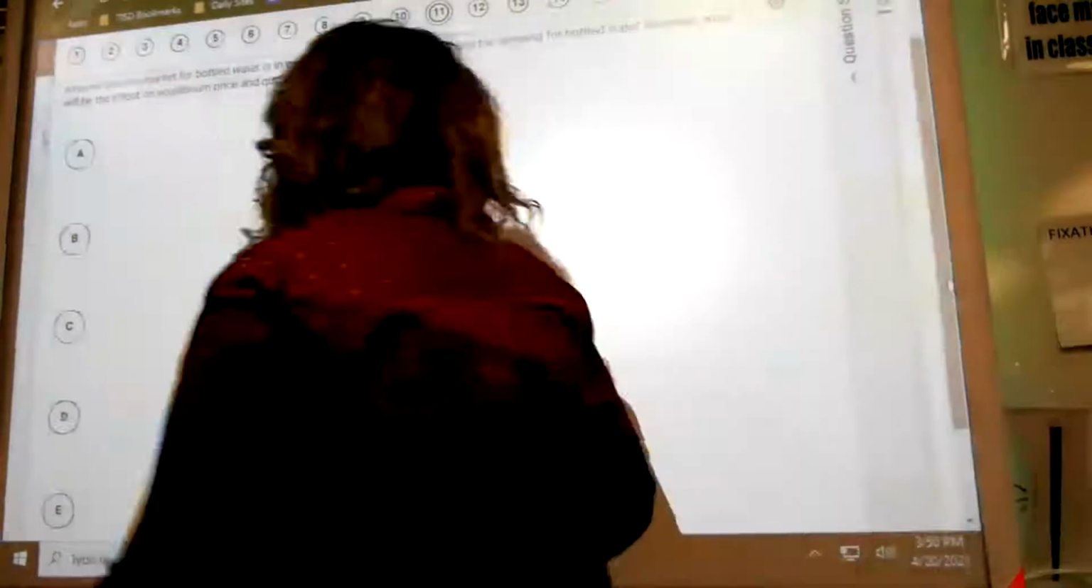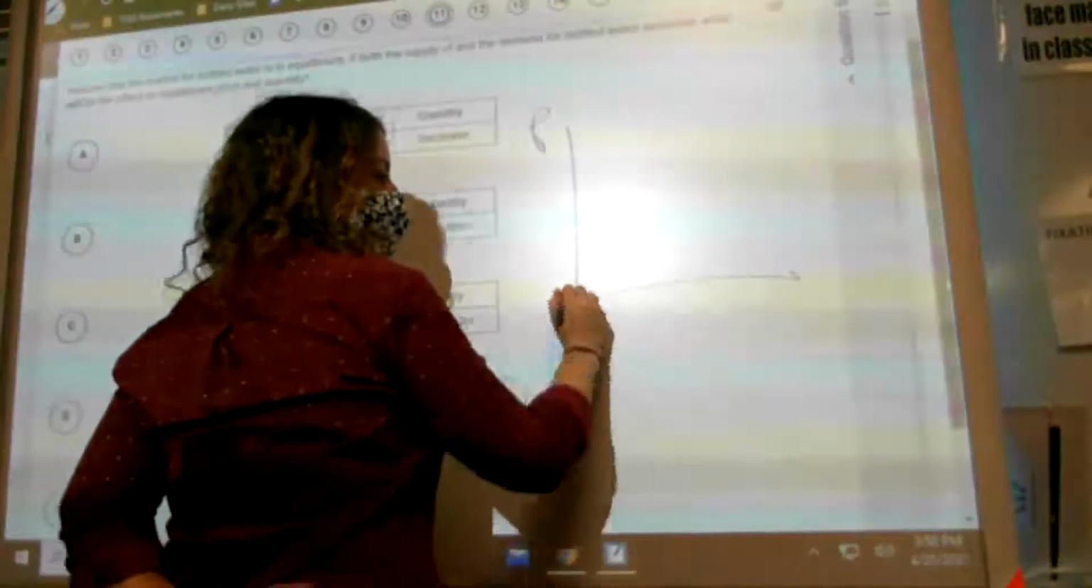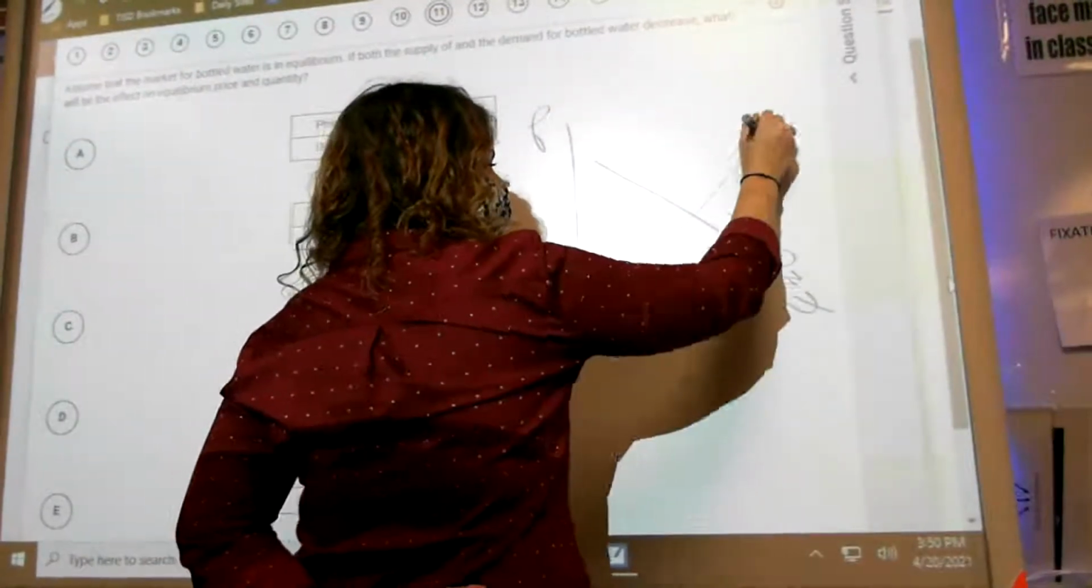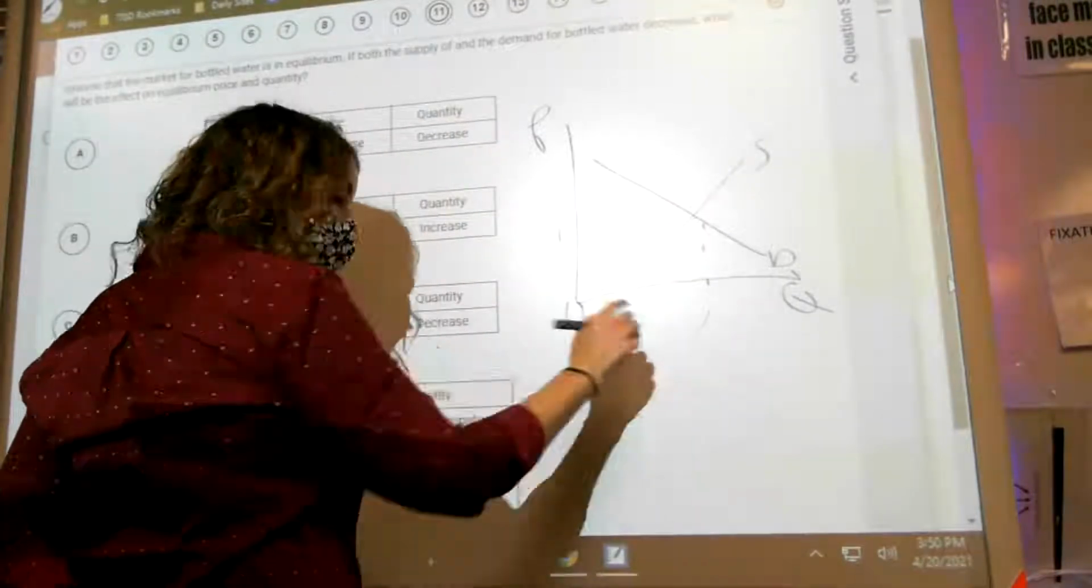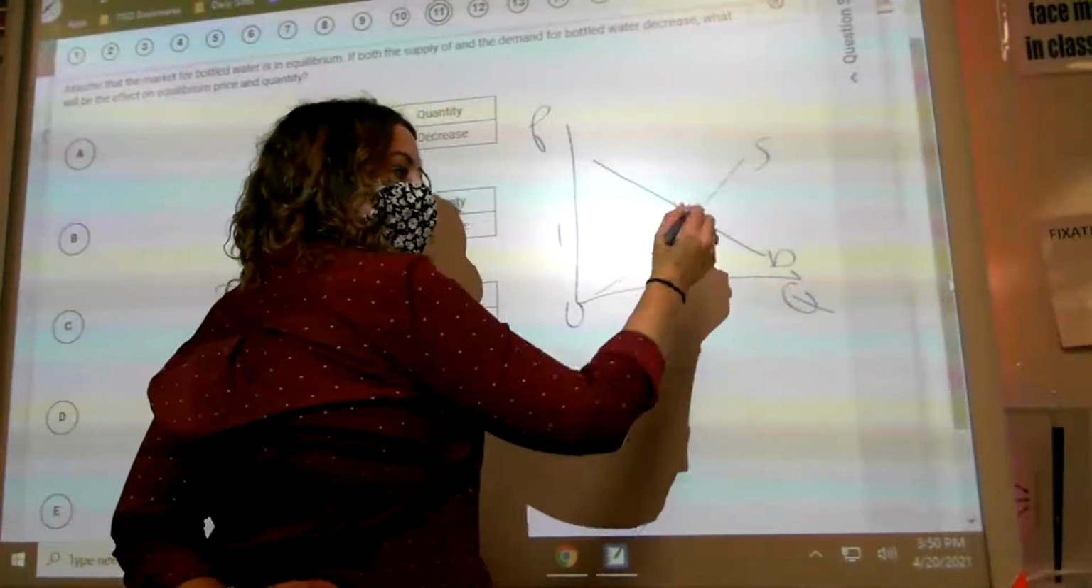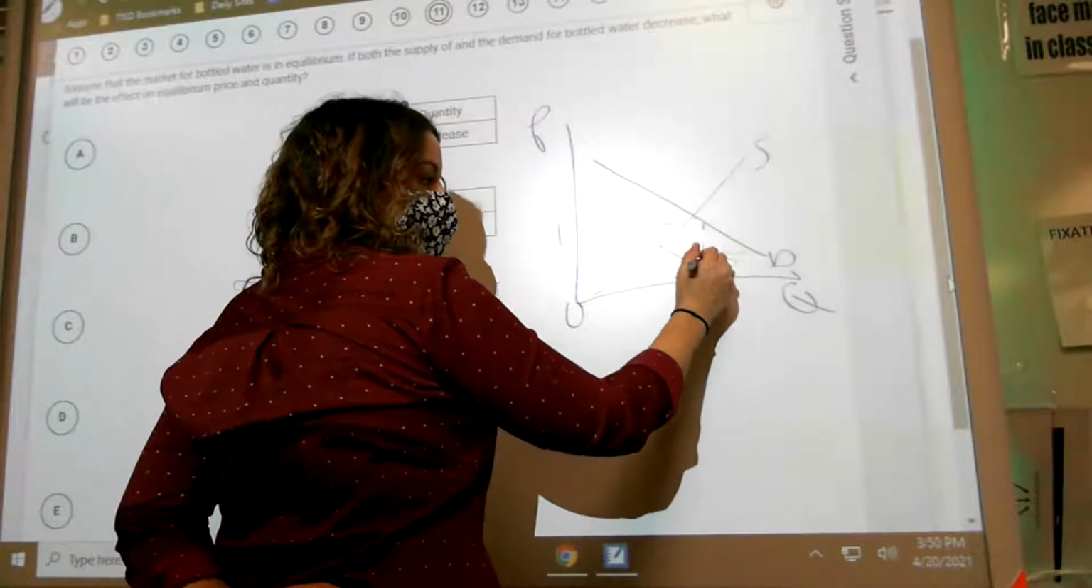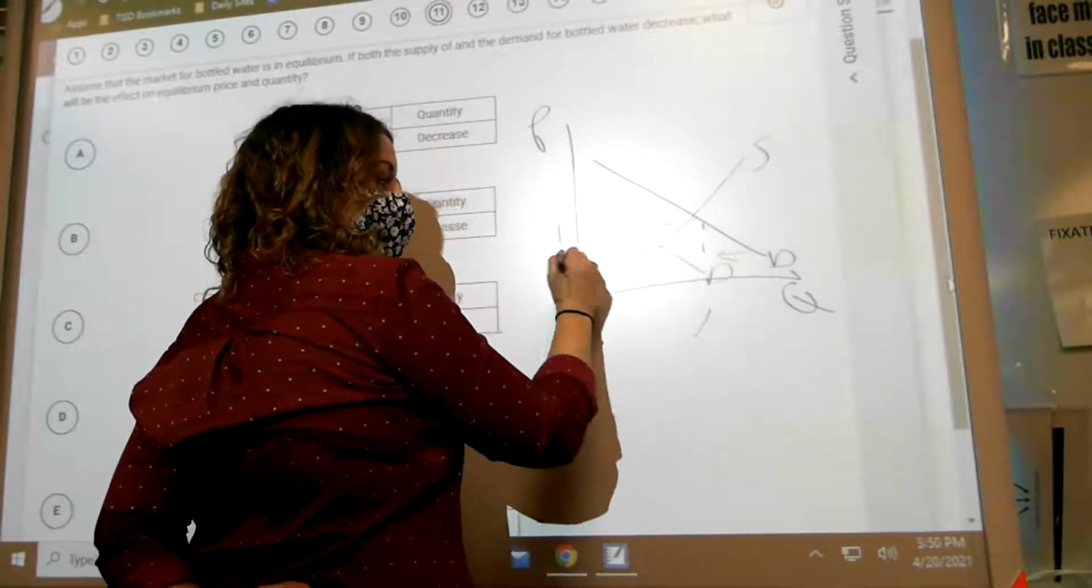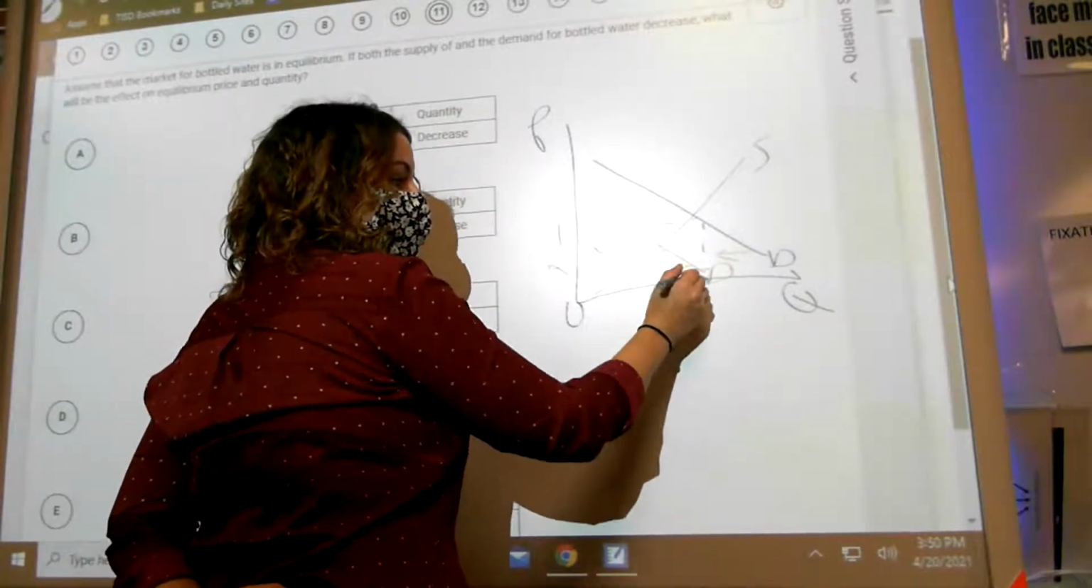Okay, let's graph. So here we have price, quantity, demand, supply. They're both decreasing. Let's do one at a time. Let's do demand decreasing first. Demand shifts to the left. We have a new equilibrium that's lower price and lower quantity.